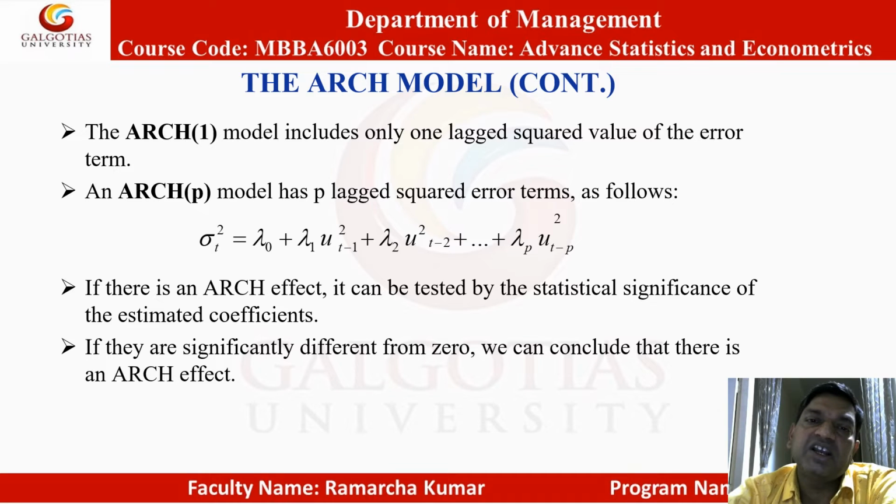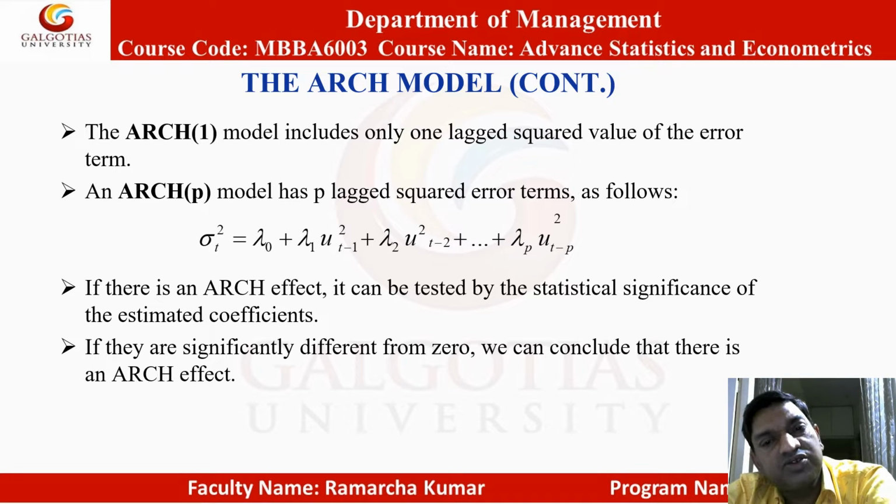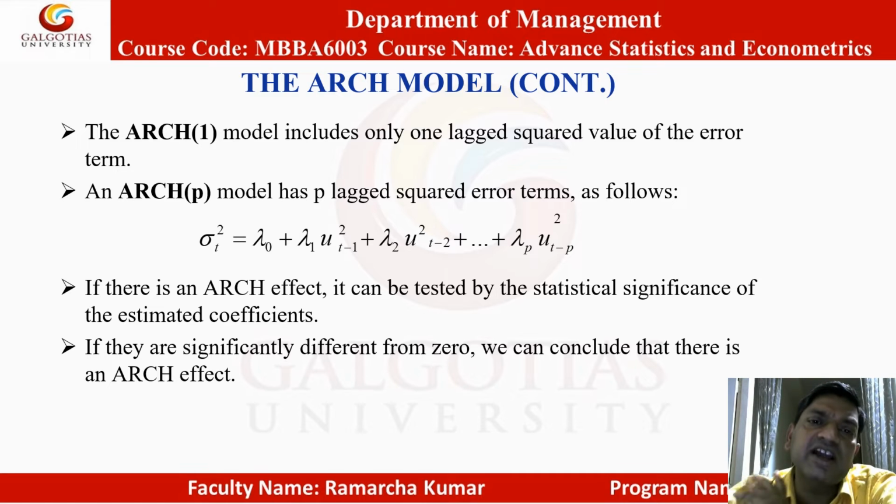The ARCH(p) model has p lagged squared error terms and it can be written as sigma squared t equal to a function of u squared t minus 1, u squared t minus 2, till u squared t minus p. So you have lambda naught plus lambda 1 times u squared t minus 1 plus lambda 2 times u squared t minus 2, till lambda p times u squared t minus p. So p period lags are there.